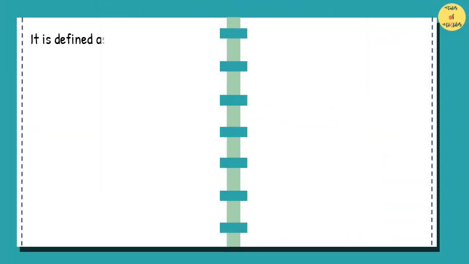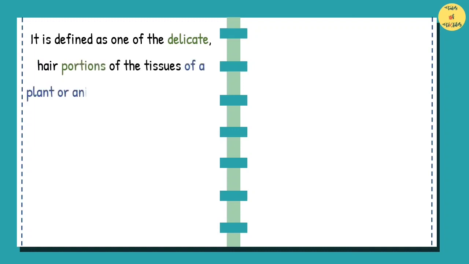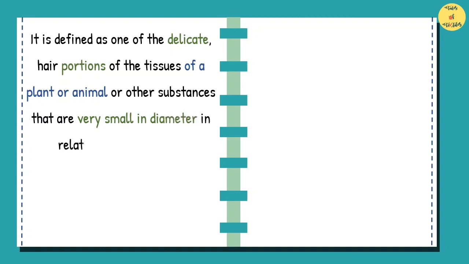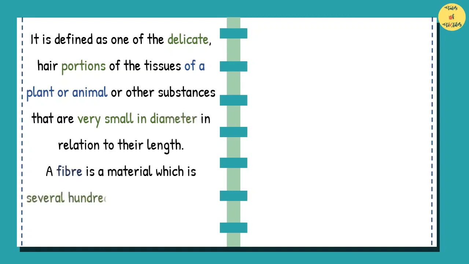It is defined as one of the delicate, hair-like portions of the tissues of a plant or animal or other substances that are very small in diameter in relation to their length. A fiber is a material which is several hundred times as long as it's thick.